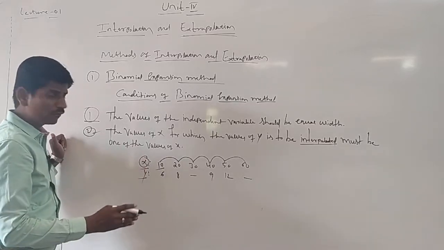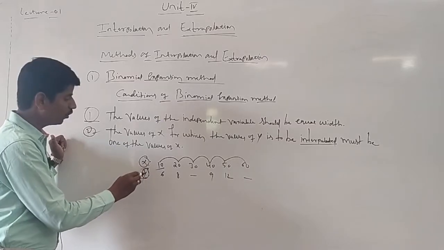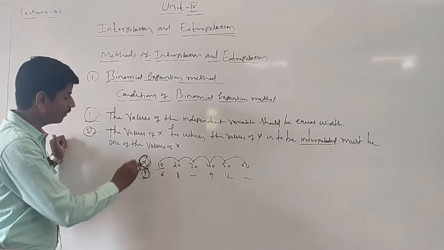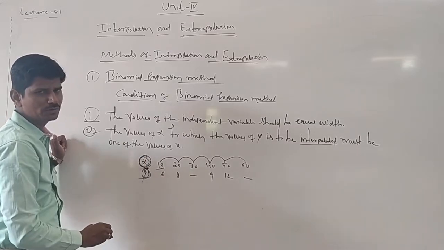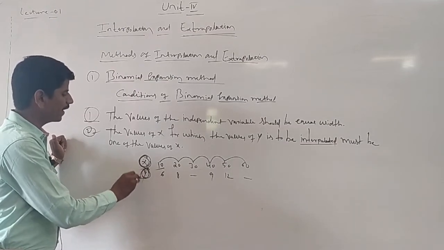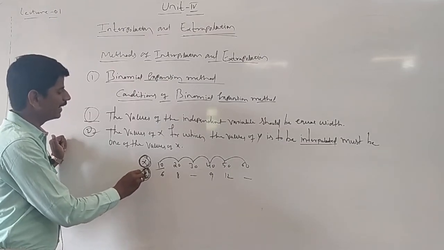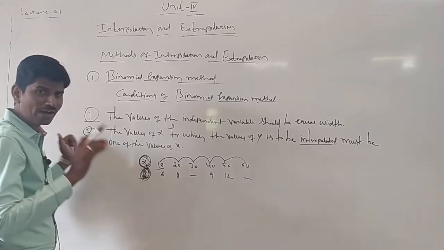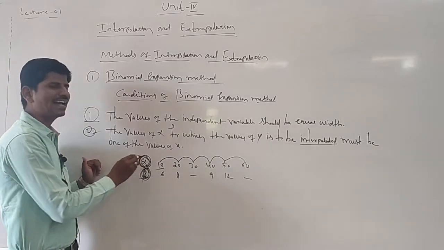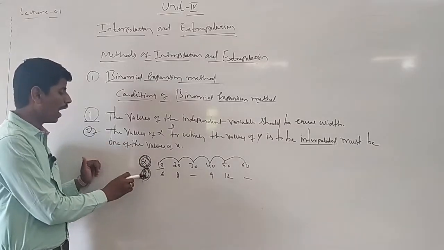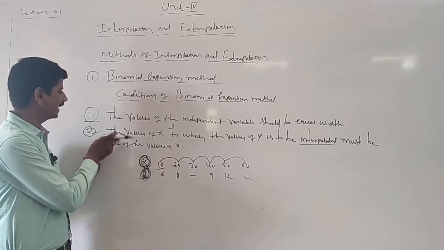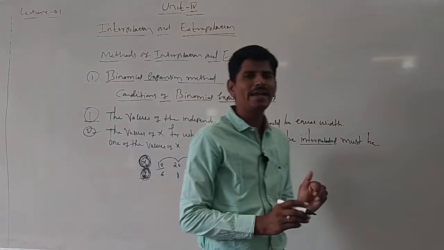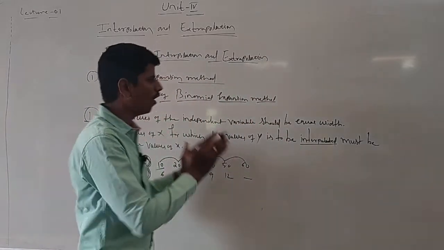If you are finding y values, it requires x values. With the help of x, we can find the y values. Here y is dependent on x. Y is always dependent on X. That is the second condition: the value of X for which the values of Y is to be interpolated must be one of the values of X.